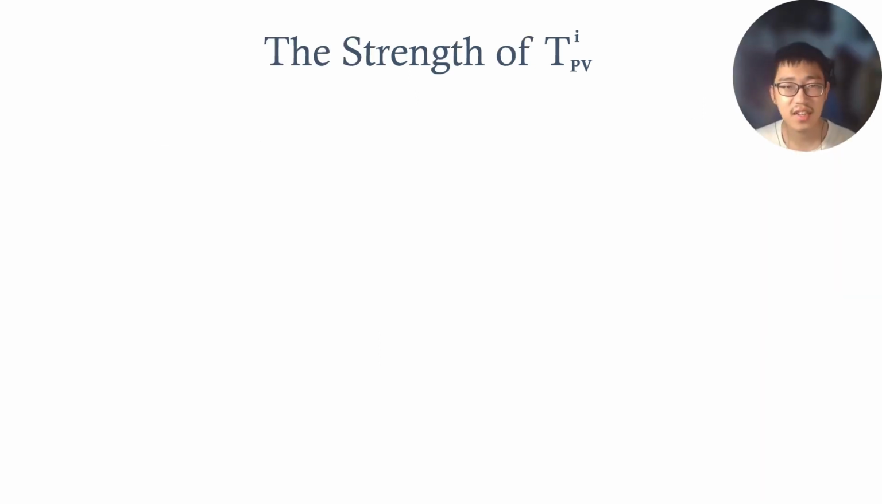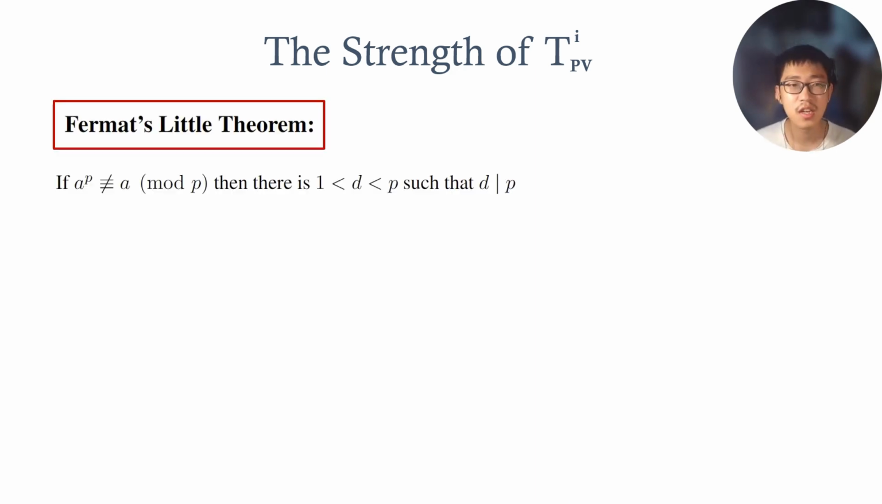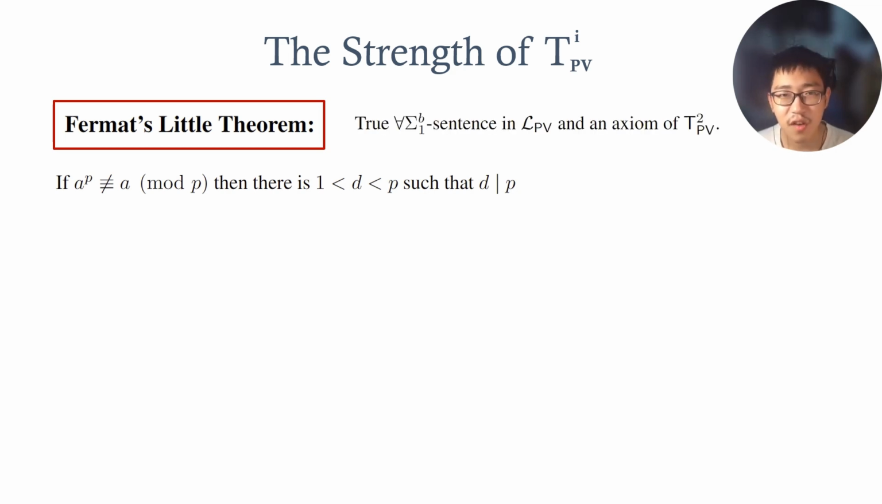Now let's discuss the strength of the theory T^i_PV. We know that T^1_PV is at least as strong as PV1, and actually it's a much stronger theory if we set i to be larger. For example, Fermat's little theorem, which says that if a^p is not equal to a mod p, then p is not a prime. This is a ∀Σ^b_1 formula in L_PV if you take a closer look at the quantifiers. So it is an axiom in T^2_PV.